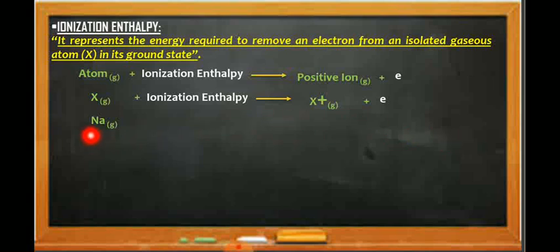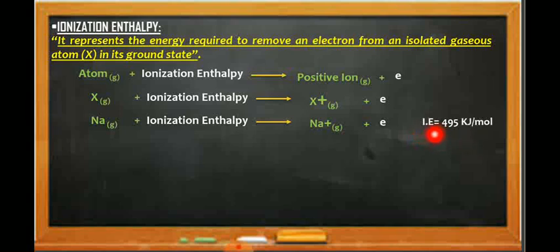Say a sodium isolated gaseous neutral atom. If an electron is removed, a certain amount of energy should be supplied for that removal of the electron. To remove one electron from the sodium atom, some energy must be supplied. That amount of energy is called ionization enthalpy, so that Na is converted into a positive ion, that is Na plus, sodium ion. Here IE, that is ionization enthalpy, is equal to 495 kilojoules per mole of energy.